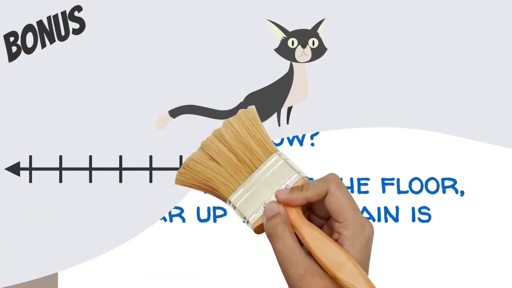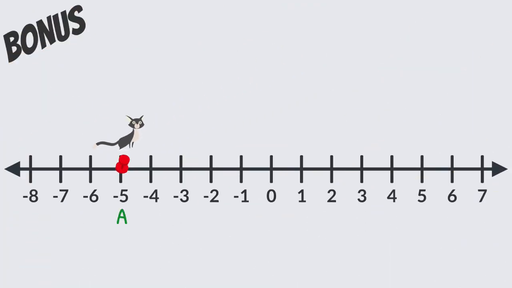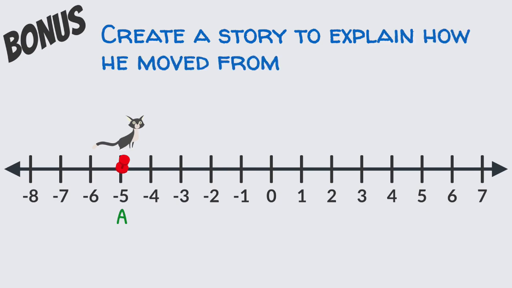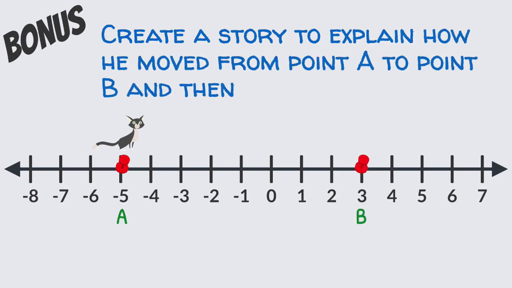Kimmy was sitting by the front door, labeled A on the number line. Create a story to explain how he moved from point A to point B, and then point C.